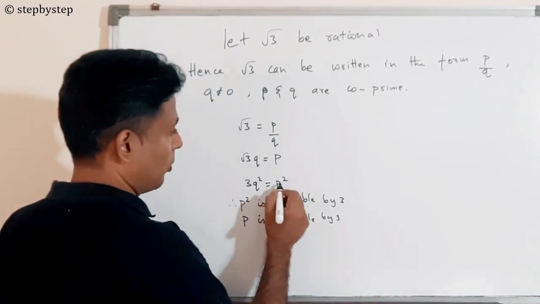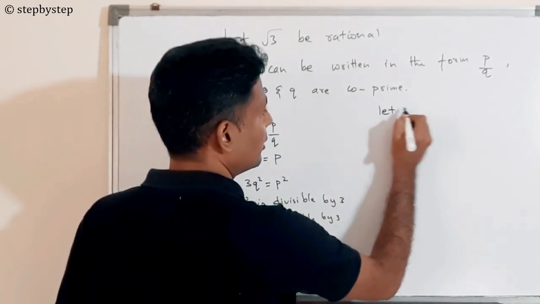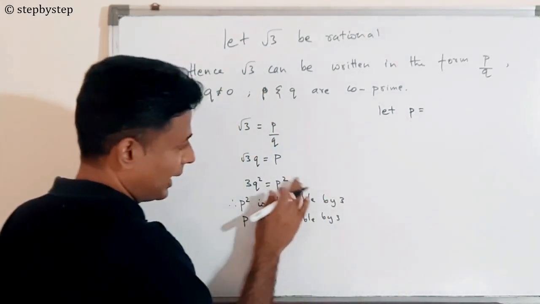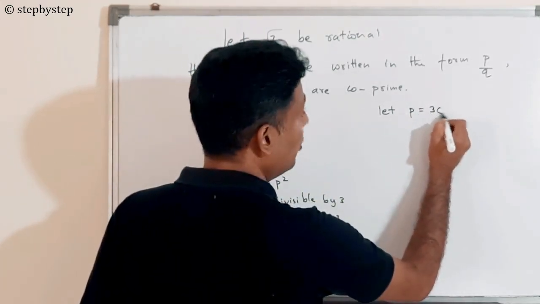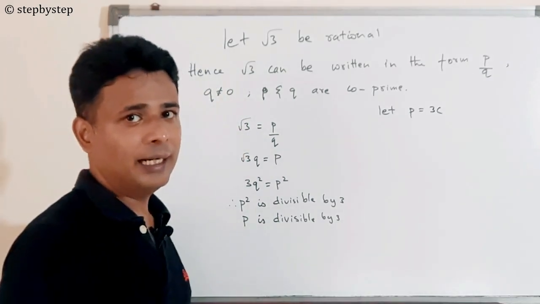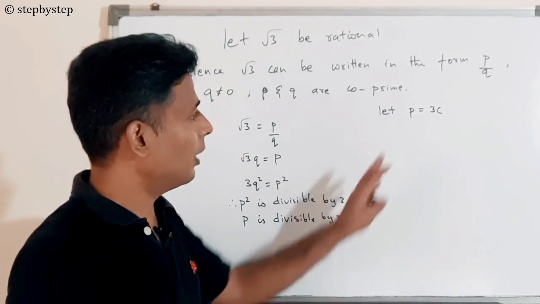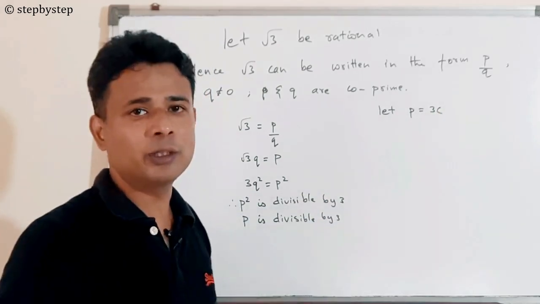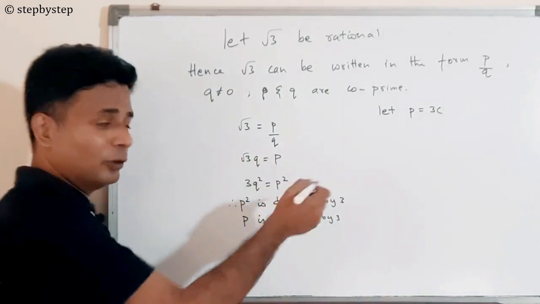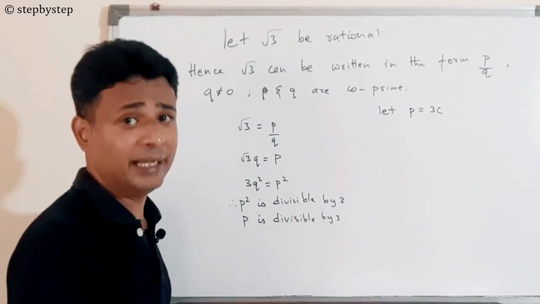Now, let us take this thing. Let P, what is on the right hand side, be equal to 3C. Now, how can we take any random number equal to 3C? This is how you should understand it. You don't have to write it in the exam.